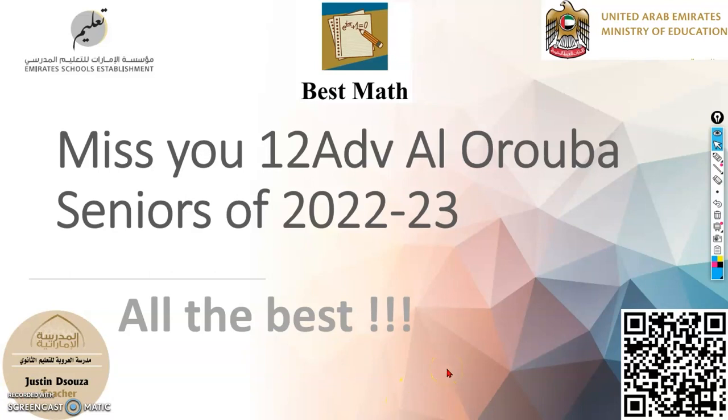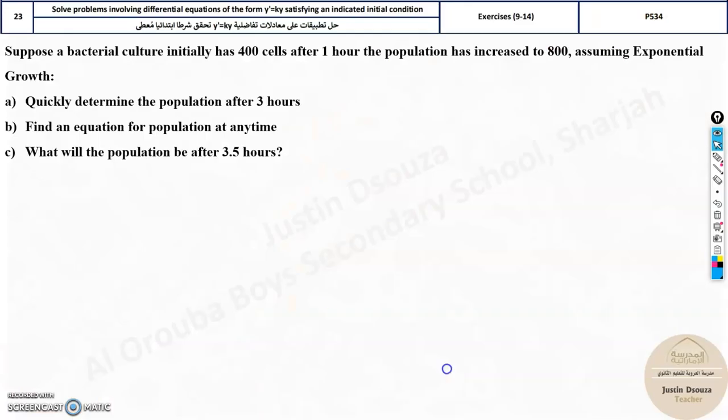Now then, we will continue with the last video. It is about real world problems. In fact, this is an easy one. Suppose a bacterial culture initially has 400 cells. After 1 hour, the population has increased to 800. Assuming exponential growth, determine the population after 3 hours. Find an equation for population at any time. And what will be the population after 3.5 hours?